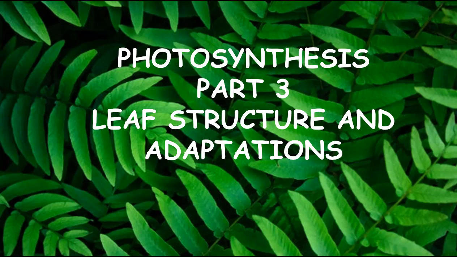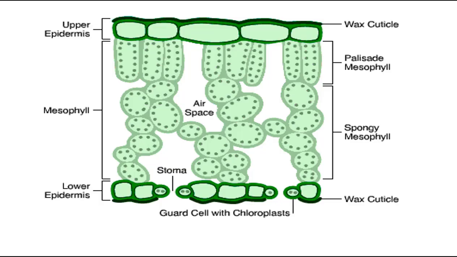Welcome to part 3 of photosynthesis then. This one is about leaf structure and adaptations. So in this part, we can see all the different tissues that you find in a leaf. Now remember, tissues are collections of similar cells which carry out a similar function. So let's look at them each individually.